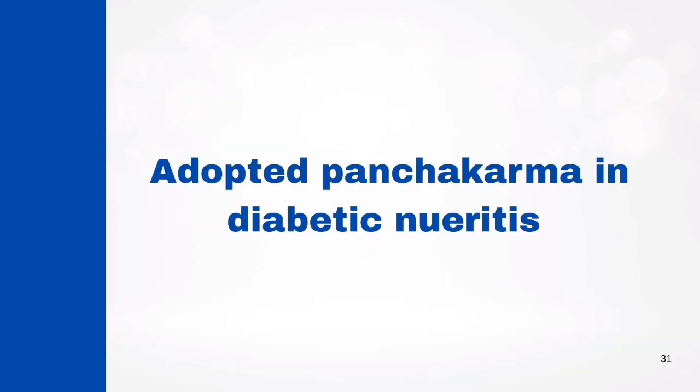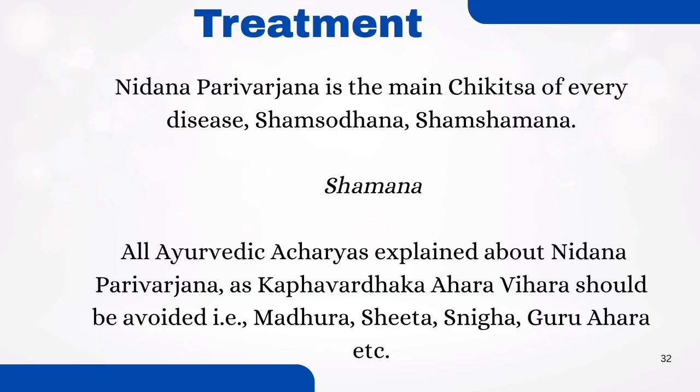Ayurvedic Panchakarma and diabetic neuritis. Treatment. Nidana Parimarjana is the main chikitsa of every disease, along with Samshodhana and Samshamana. Shamana: all the Ayurvedic acharyas explained Nidana Parimarjana as Kapavardhaka Ahara Vihara should be avoided.